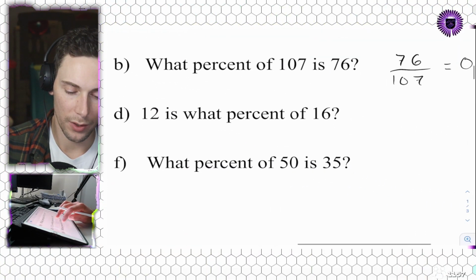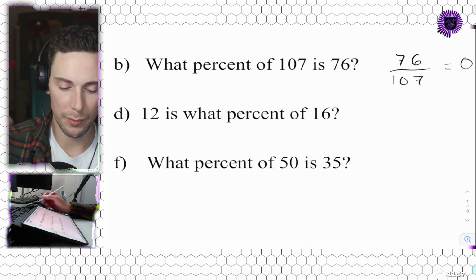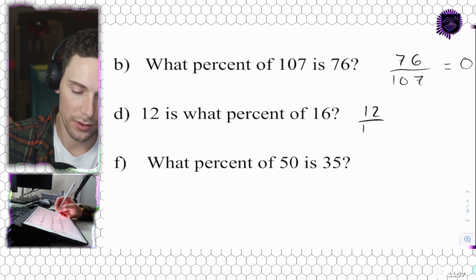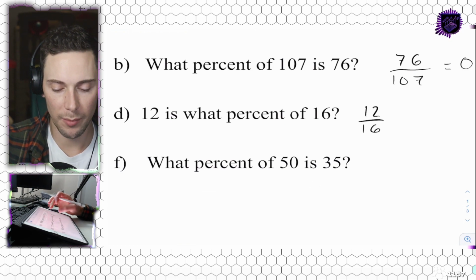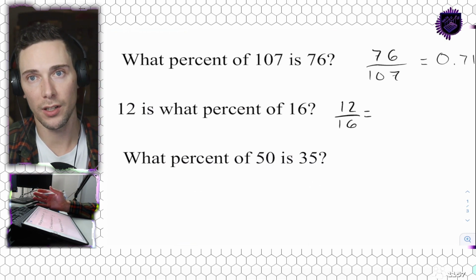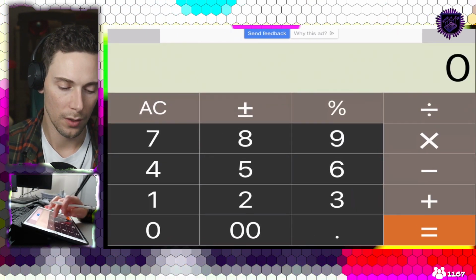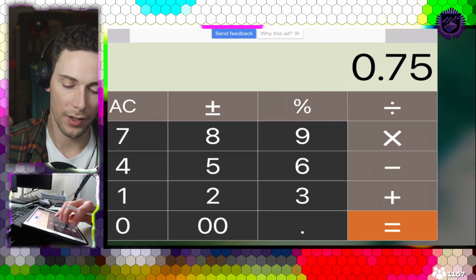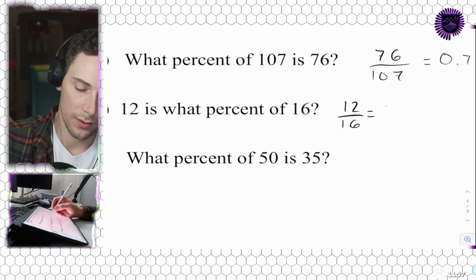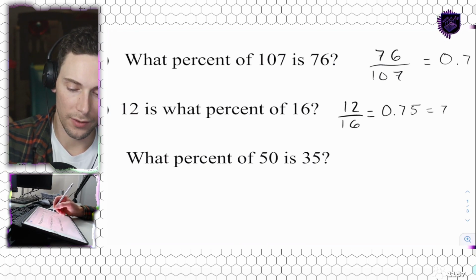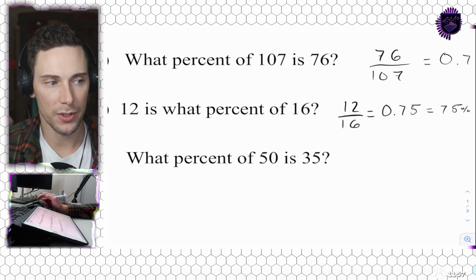Next, 12 is what percent of 16? 12 over 16, and we're going to go 12 divided by 16 gives us our decimal that we're going to convert. 12 divided by 16 equals 0.75, and this is going to be equal to 75%.